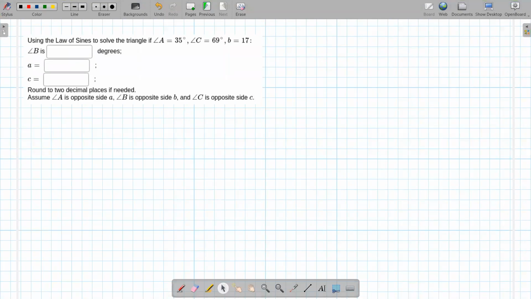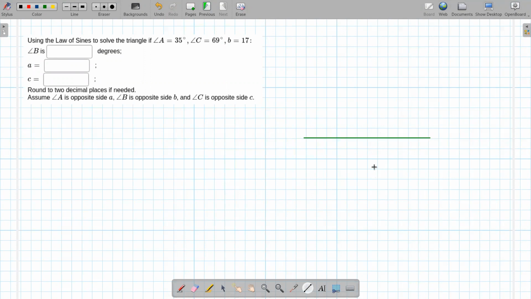First thing we should do here is make a rough sketch of this. We're going to have a 35-degree angle and a 69-degree angle in there. So I'm going to draw a baseline and attempt to draw those two angles to the best of my ability. Let's do that over here.